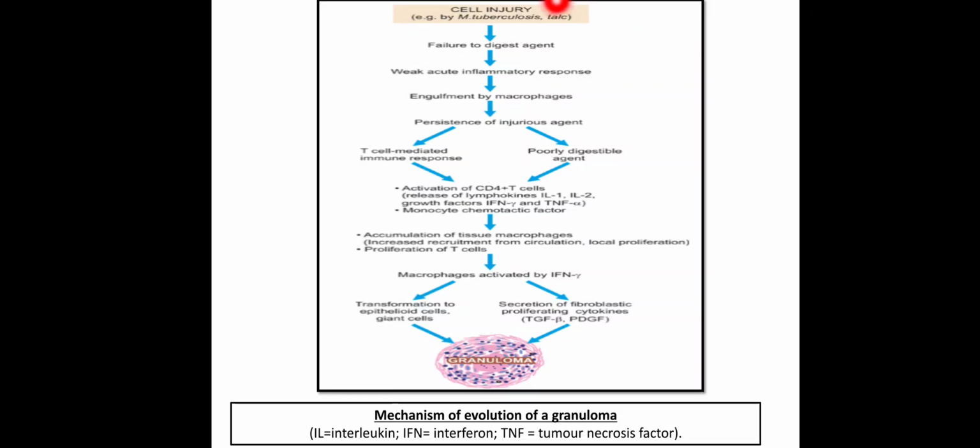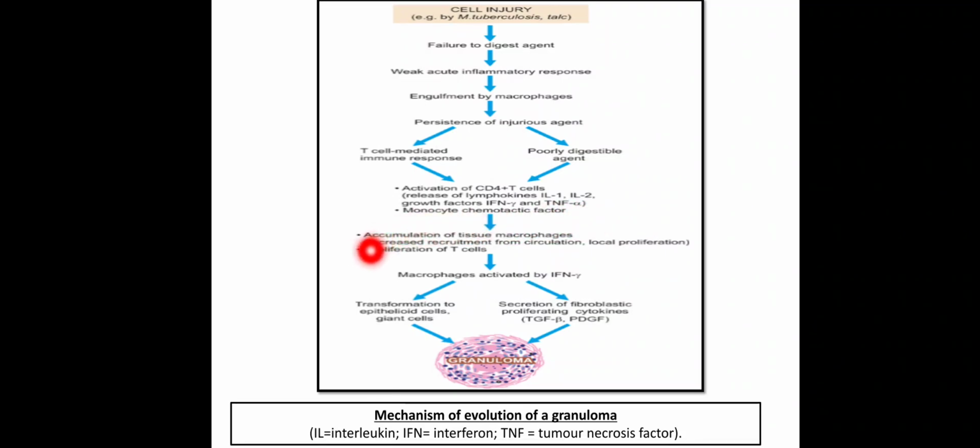First, there is cell injury, for example by Mycobacterium tuberculosis or talc particles. There is a failure to digest the agent, which causes a weak inflammatory response. Then there is engulfment by macrophages, and persistence of the injurious agent, a poorly digestible agent, causes a T cell mediated immune response. Activation of the CD4 T cells and release of lymphokines along with monocytic chemotactic factor.